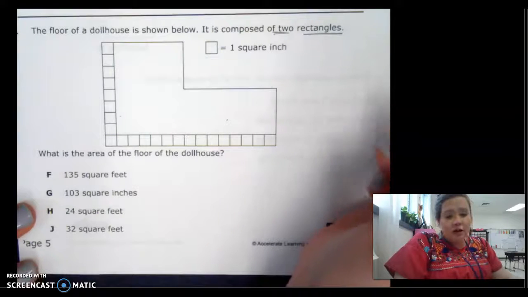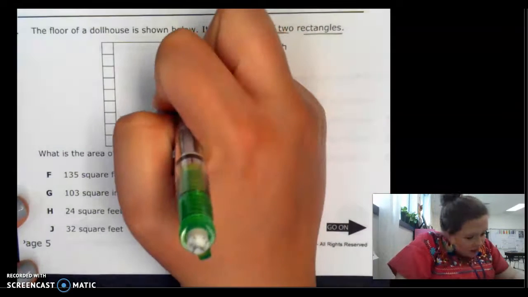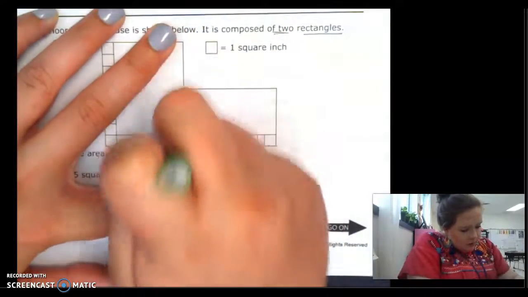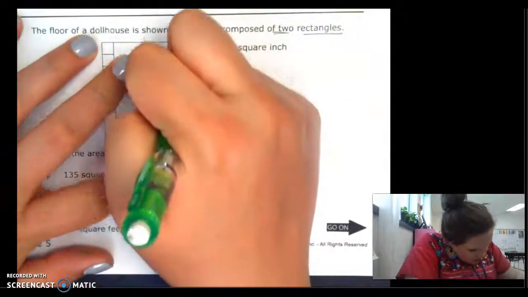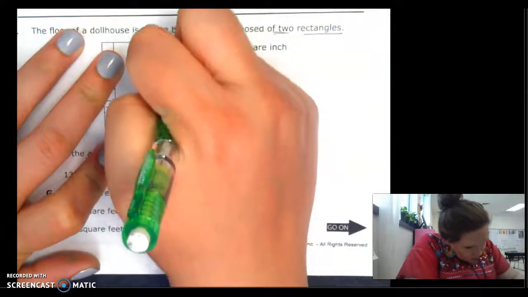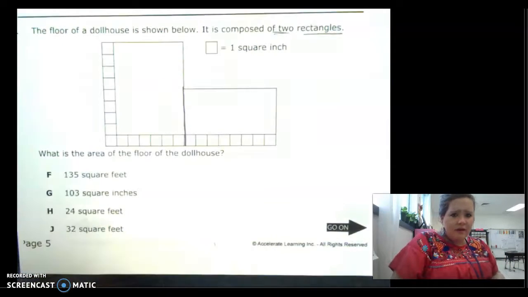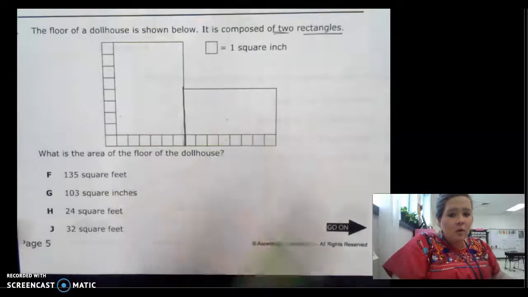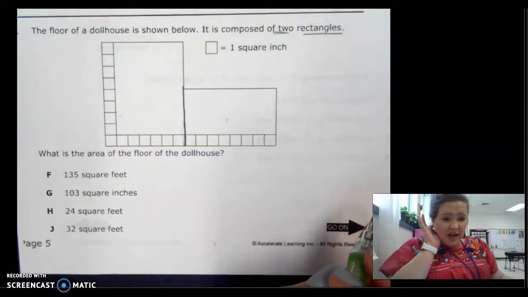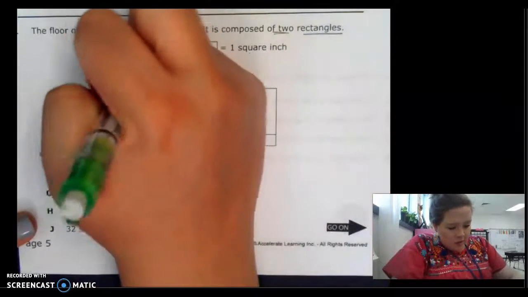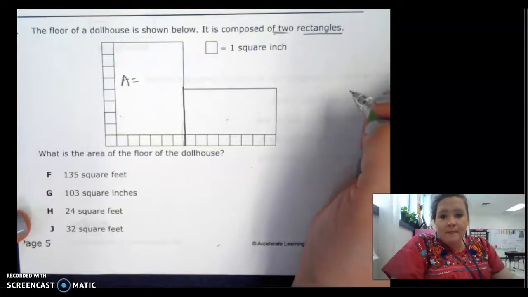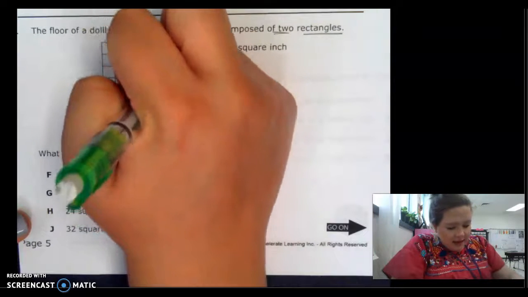And there are several ways that you can break apart this figure. I am going to do it right here. That's how I'm going to break up my figure. So now I have 1 rectangle and 1 rectangle. How do we find area? Awesome. Length times width.